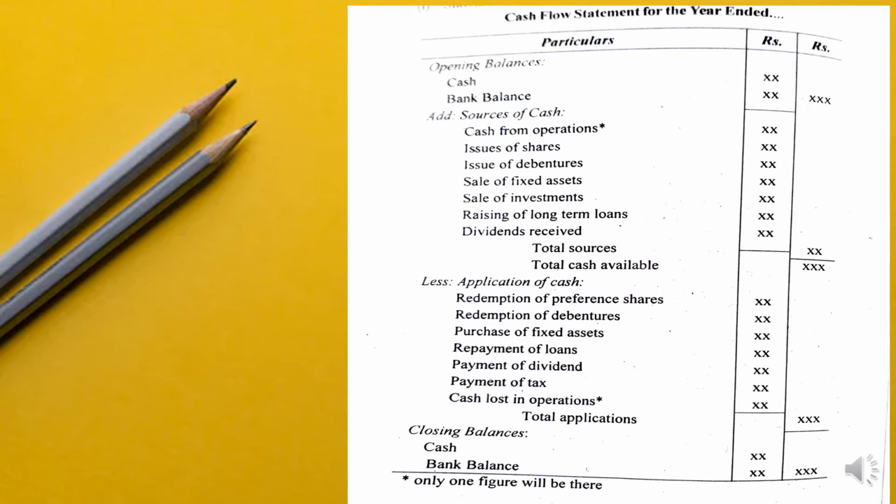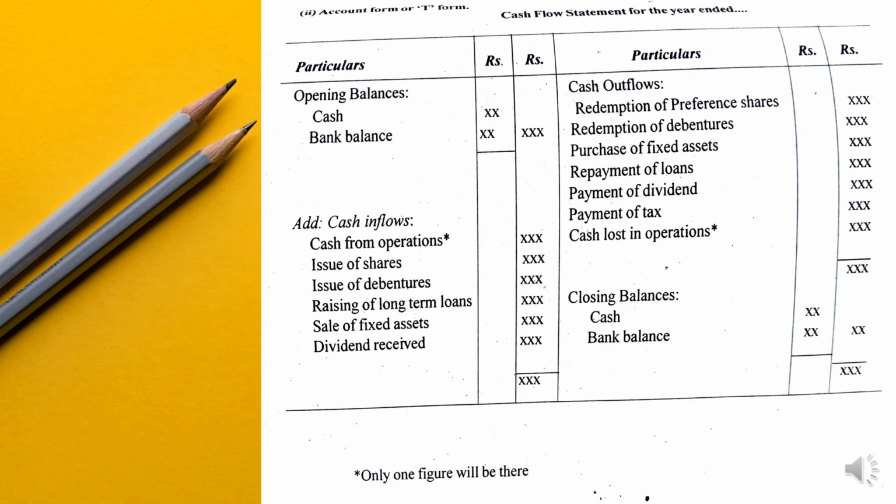In the next slide we will be seeing the account form or horizontal method. So this is the account form or T form in which the cash flow statement will appear in the horizontal method. Here you can see two particular columns and two amount columns will be there. In the first column you will be getting the opening balance, cash and bank balance.